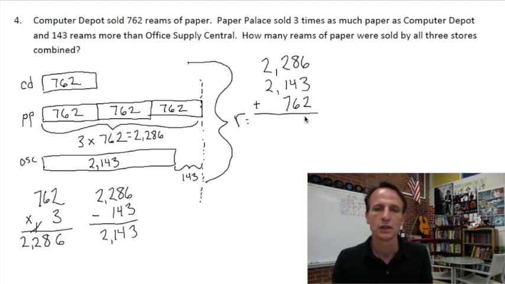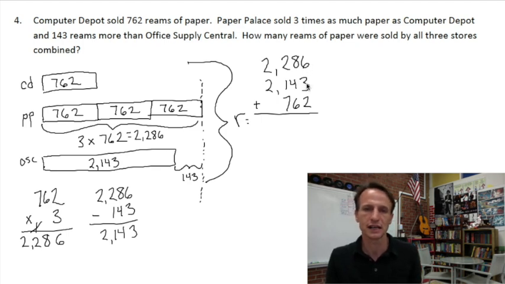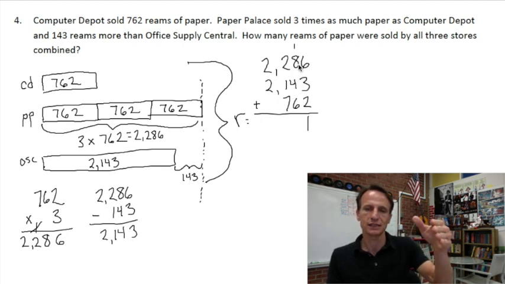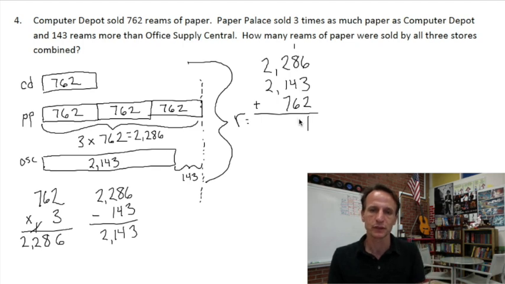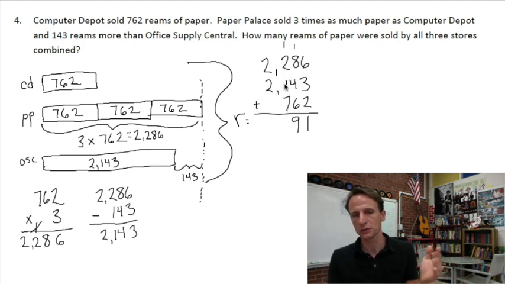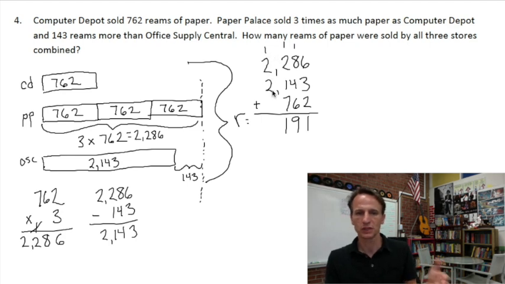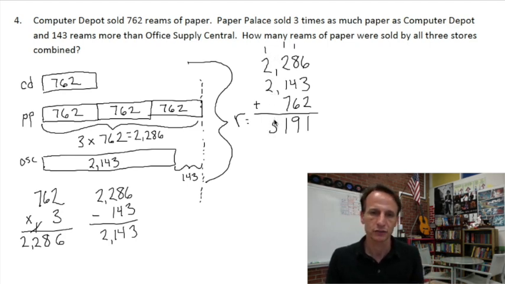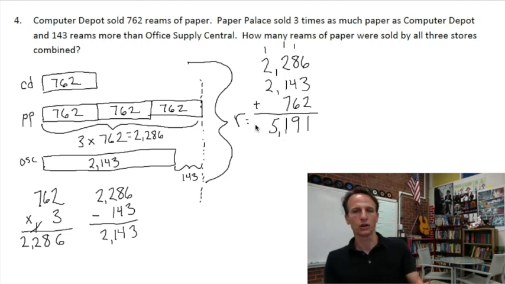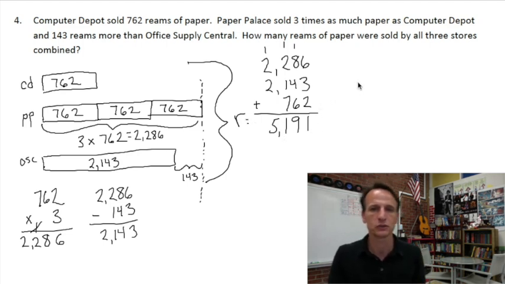R will equal that. Okay, so 6 plus 3 is 9, plus 2 is 11. Place the 1, regroup the 1. I see a make 10 here. 4 and 6 is 10. 8 more is 18. Plus 1 is 19. Place the 9, regroup the 1. I see another make 10 here. 2 and 1 are 3 with 7 make 10. And that 1 more is 11. Place the 1, regroup the 1. 1 plus 2 equals 5. Great. So that is my R, how many reams were sold by all 3 stores combined.